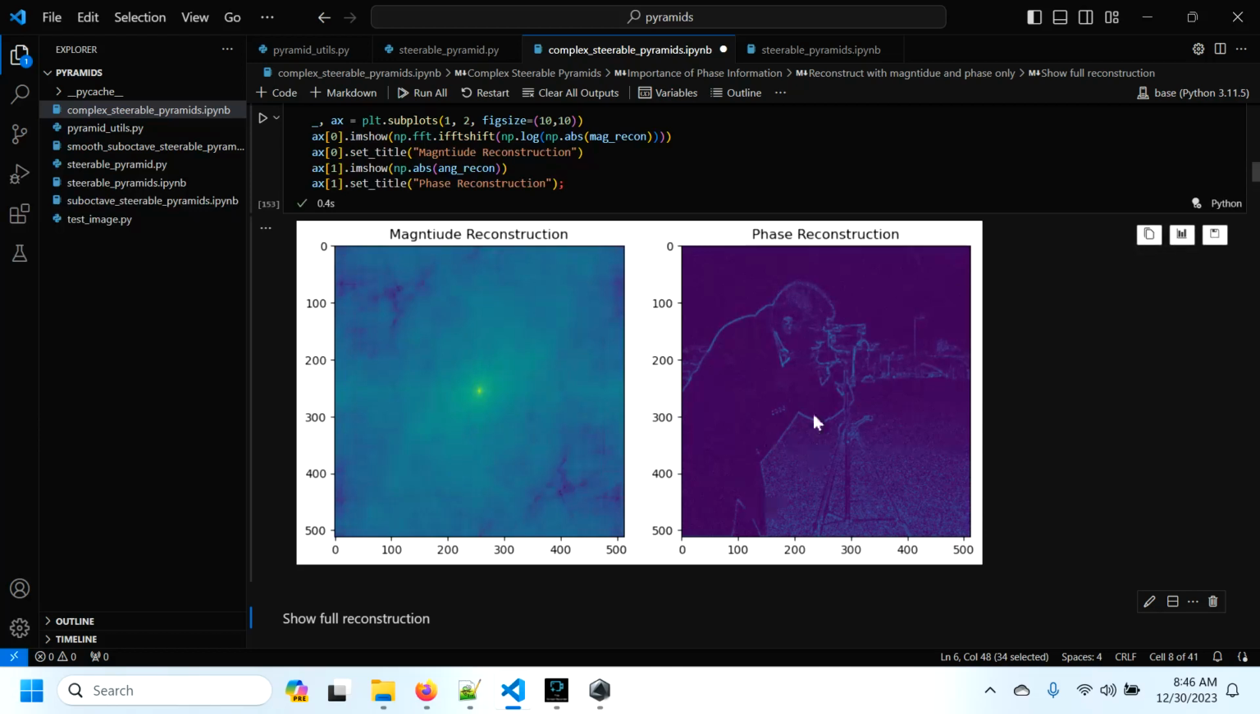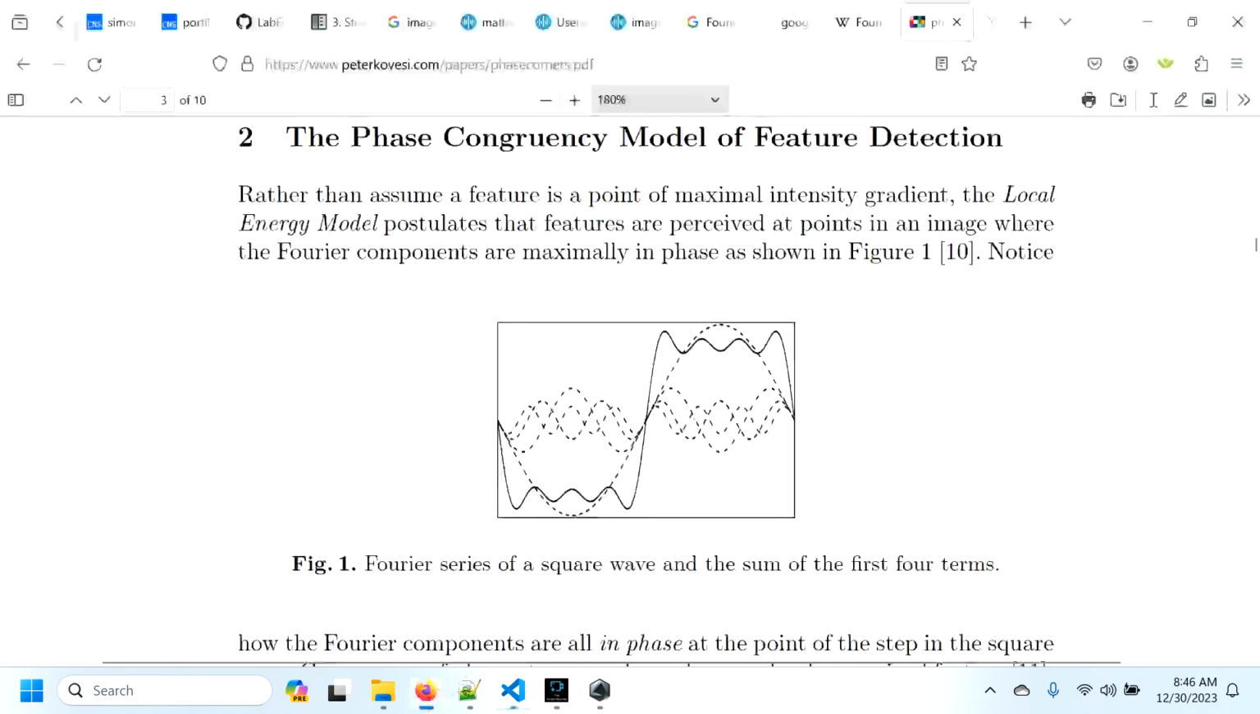And for the phase, we get the sharp edges and the lines. It almost looks like the output of a high-pass filter. This is because of something called phase congruency. What phase congruency says is that when all the decomposed phases of our complex sinusoids in the Fourier domain align with each other, we're going to get a strong feature such as a line or an edge. So let's look at a quick 1D example of a square wave to see what I mean by this.